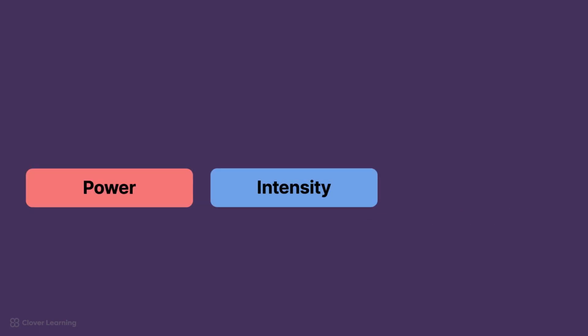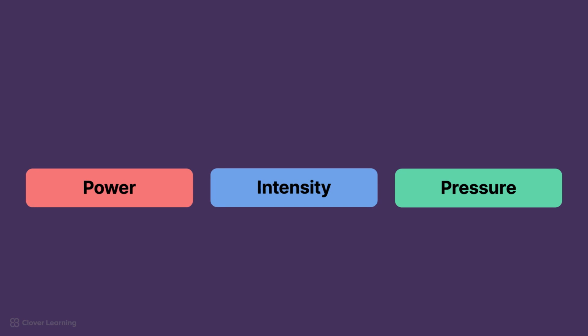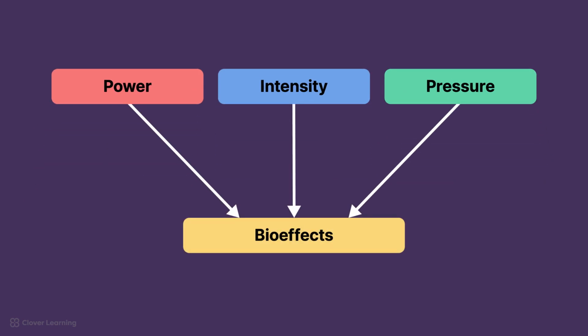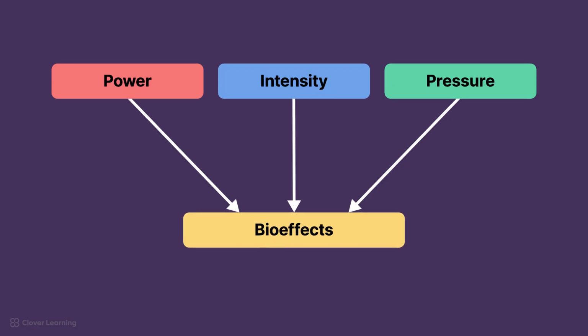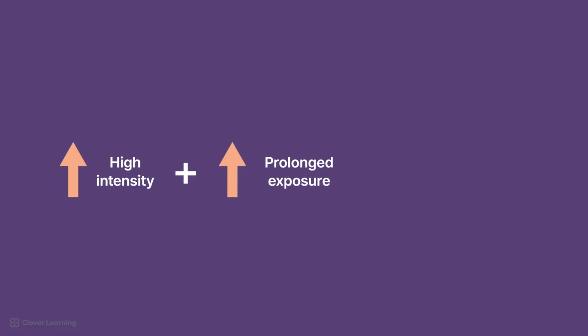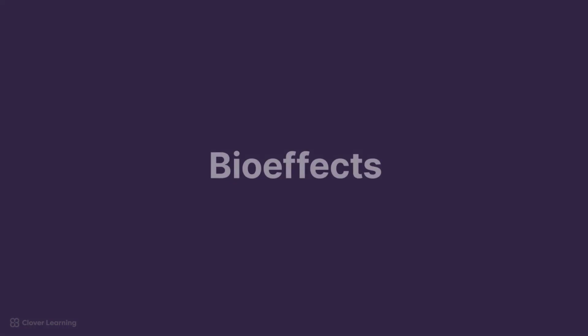Power, intensity, and pressure are typically interconnected in terms of their effect on the body, and they're discussed in terms of either thermal bioeffects or mechanical bioeffects. While these factors influence image quality, they also affect biological tissues. In short, higher intensity and prolonged exposure can increase the risk of thermal and mechanical bioeffects. Let's take a closer look at these two bioeffects.